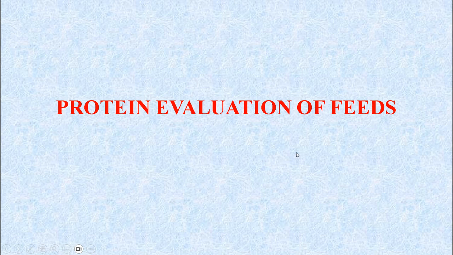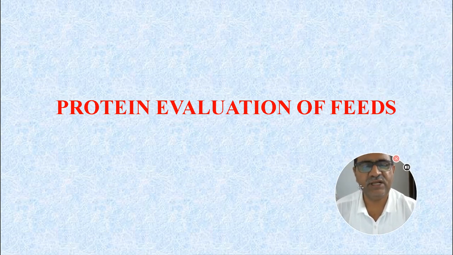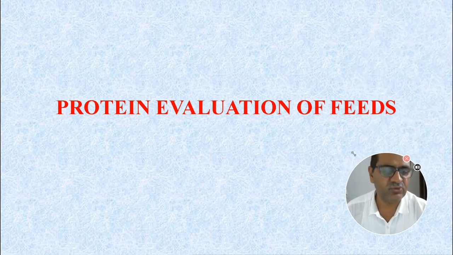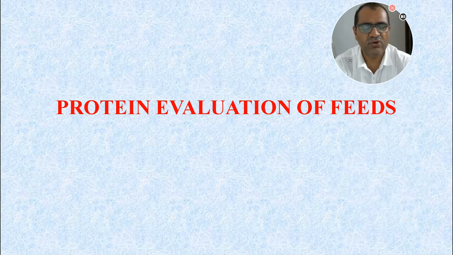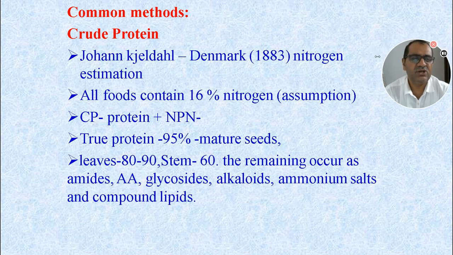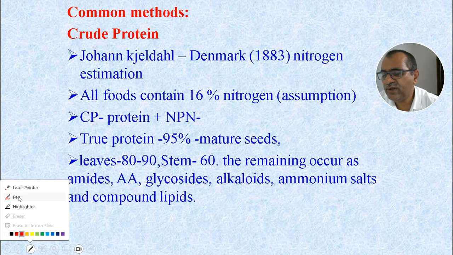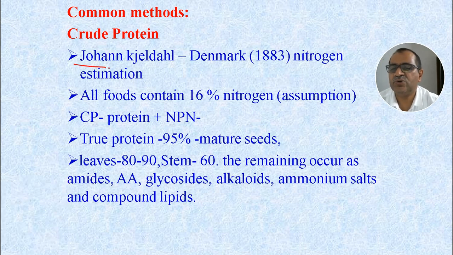Evaluated in the different feeds are concerned. So we need to consider protein as one of the important sources for feeding animals. Then the common method is to measure the crude protein. Crude protein is estimated by the method of, as you know very well, Johan Kjeldahl of Denmark in 1883. So the nitrogen estimation was done.